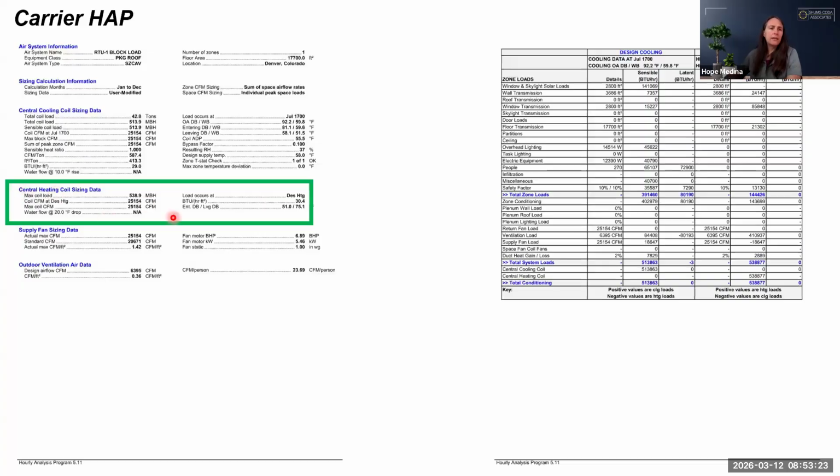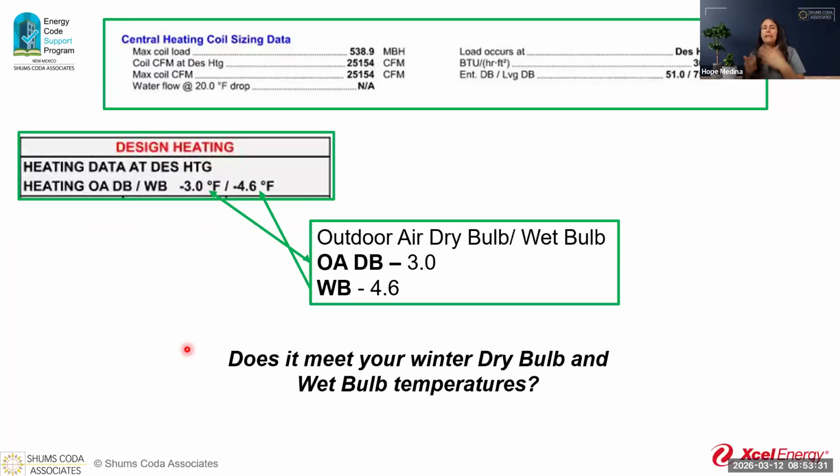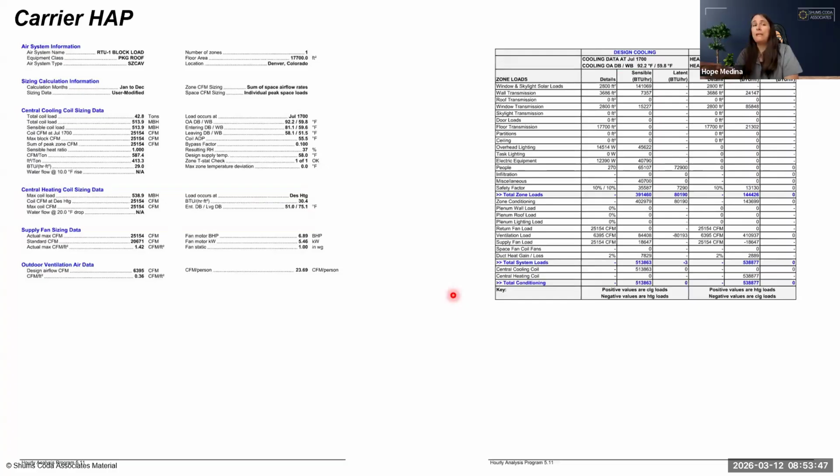Now, let's take a look at our heating. For our heating, it should be a box right here. In this particular instance, it's a -3 for our outdoor temperature, and then our wet bulb is a -4.6. So we just have to, again, ensure that whatever's listed here is what we have adopted.